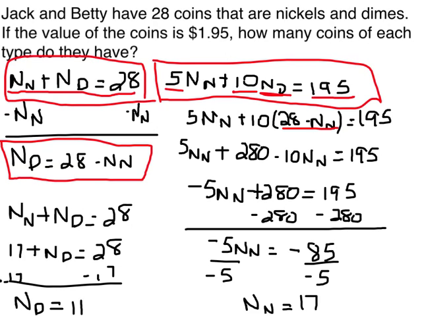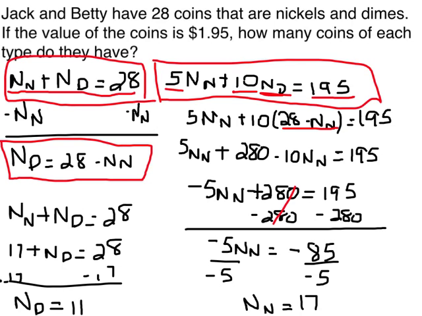Now I'm going to do the math. 5NN plus, distributing, 280 minus 10NN equals 195. Combine my like terms and I get negative 5NN plus 280 equals 195. Now I'm going to move this 280 to the other side to get rid of it here, and I'm left with negative 5NN equals negative 85. When I divide on both sides by negative 5, I find out that the number of nickels is 17.